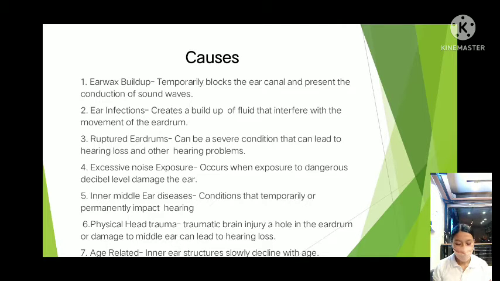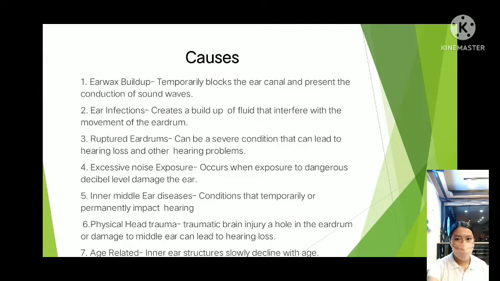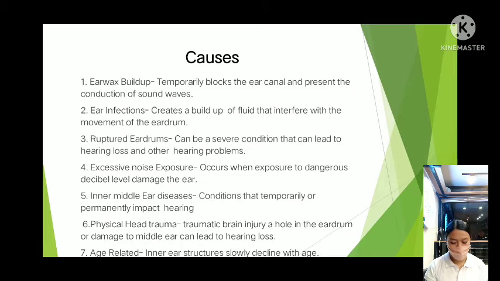And the fourth one is excessive noise exposure, which occurs when exposure to dangerous decibel levels damages the ear. And the fifth one is inner and middle ear diseases. It is a condition that temporarily or permanently impacts hearing. The sixth one is physical head trauma. When we say physical head trauma, traumatic brain injury or TBI, a hole in the eardrum or damage to the middle ear can lead to hearing loss.